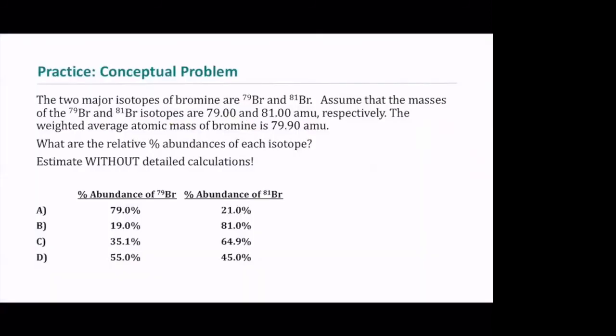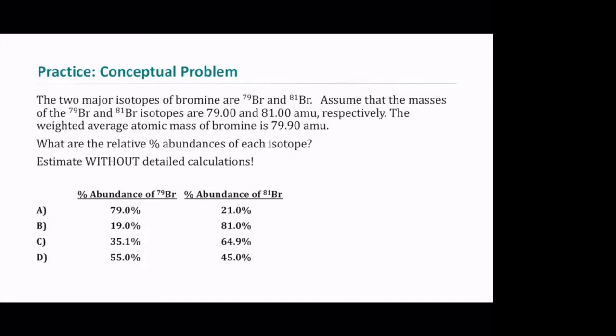Okay, now this is what I meant by thinking about it logically with no math. The 2 major isotopes of bromine are 79 and 81. It's a little bit odd, and you think, well, there's 79, 80. What happened to 80? Well, it's just not that abundant. Assume that the masses of 79 and 81 are 79 and 81 exactly to 4 sig figs. The weighted average is 79.9.